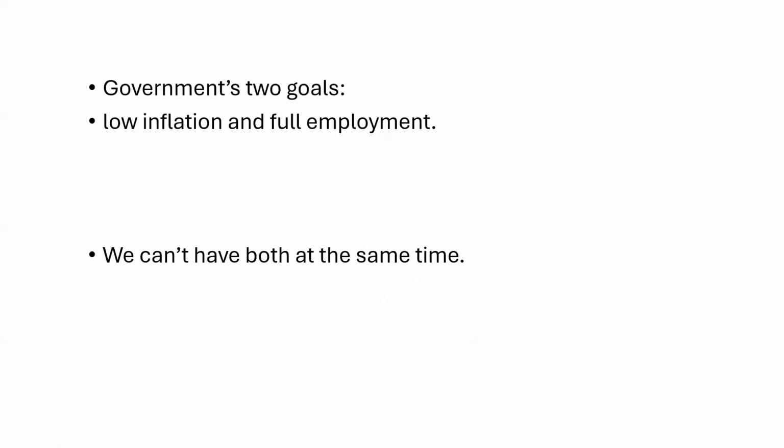Economically, the government has two goals: low inflation and full employment. But only one can be achieved at a time. We can't have both at the same time. It's just impossible.